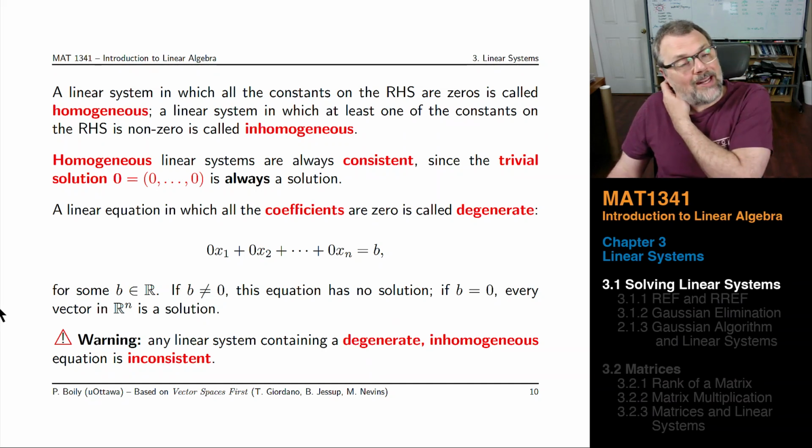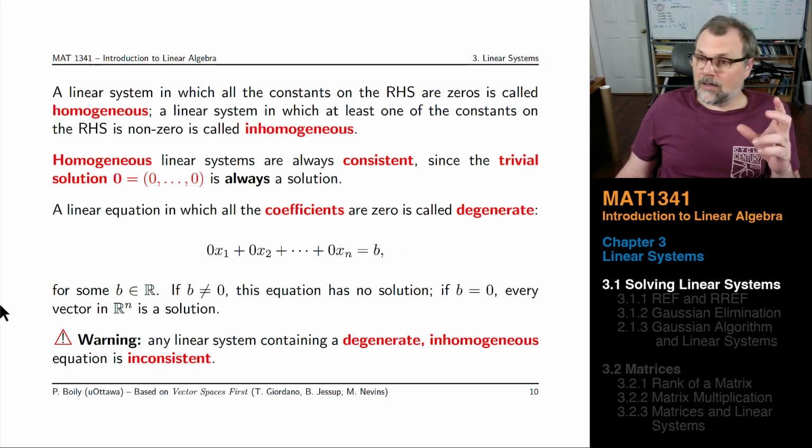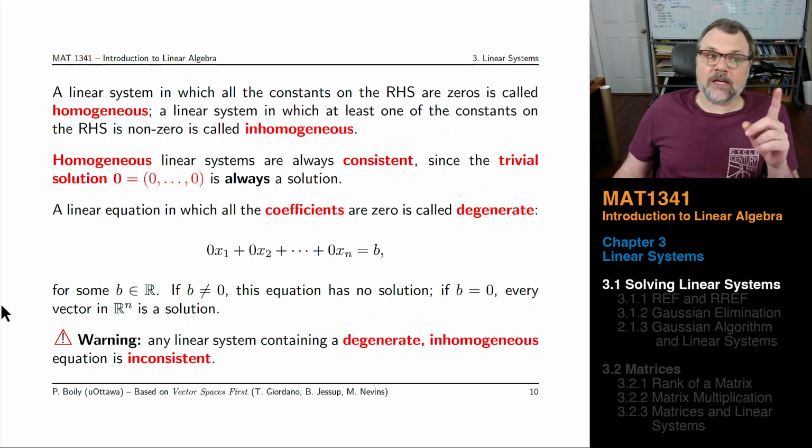If the right-hand side is not just a bunch of constant 0 terms, then we would say that the system is inhomogeneous. Sometimes inhomogeneous systems are consistent, sometimes they're not consistent. We don't know. But homogeneous systems are always consistent because they have the trivial solution.